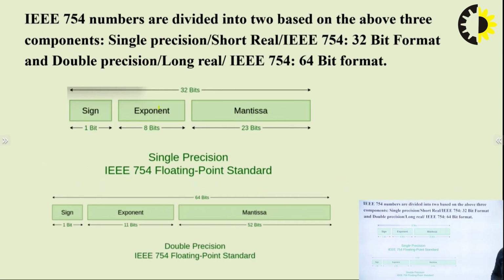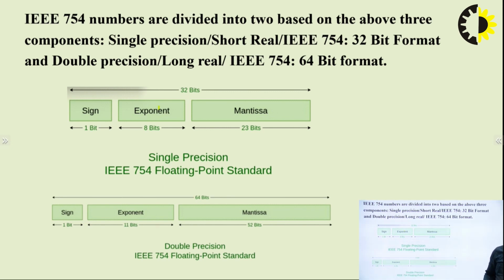Now we have two basic formats in IEEE 754. The first one is IEEE 754 for 32 bits, which is also called single precision format or short real format. And the second format is IEEE 754 64 bit, which is also called double precision or long real format. So these are the two formats in which we will learn to store our floating point numbers. Our first format is of 32 bits, our second format is of 64 bits.